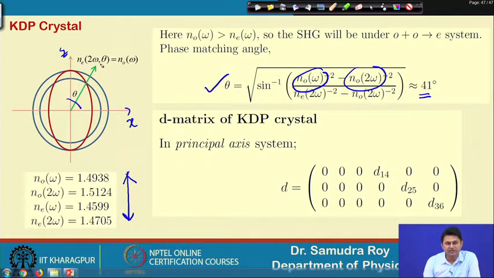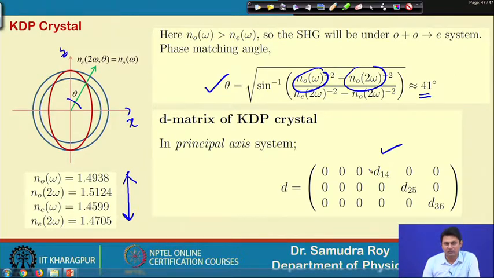Also, the d matrix of the KDP crystal is shown. Here you can find that in the d matrix there are only 3 non-zero components, and these non-zero components sit in this way: d14, d25 and d36. These 3 are the non-zero components in the d matrix. So, we have the d matrix, and we know the angle along which the phase matching occurs.